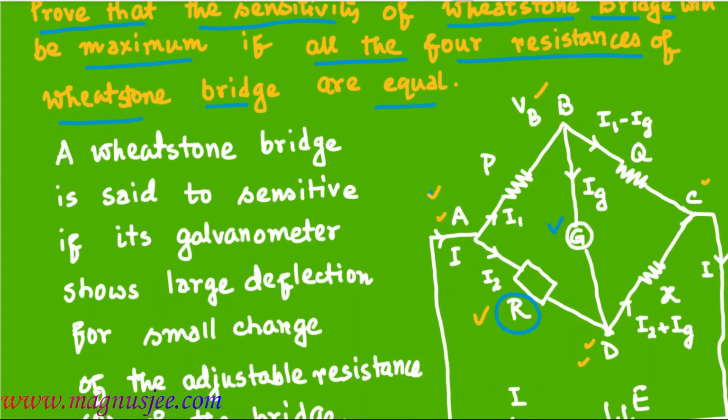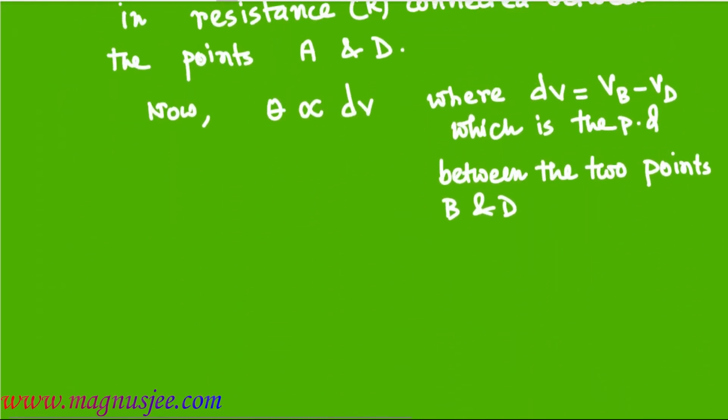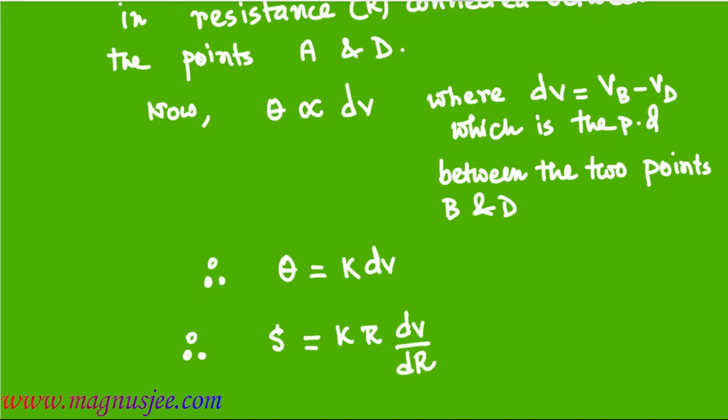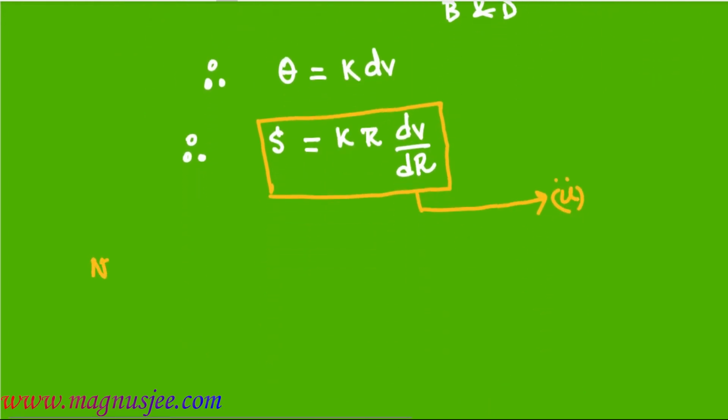G is a galvanometer, and here VB is the potential at the point B, and VD is the potential at the point D. And dV is the potential difference between the two terminals of the galvanometer G. That means between the 2 points B and D. In this case, if this potential difference is very large, angle of deflection will be very large, and sensitivity will be very high, and therefore theta equal to k dV, where k is constant of proportionality, and finally we get the expression of sensitivity, which is kR dV by dR. R is the resistance of the adjustable resistor connected between A and D. dV is the difference in voltage between the two terminals of the battery, and dR is the change in resistance of that adjustable resistor.